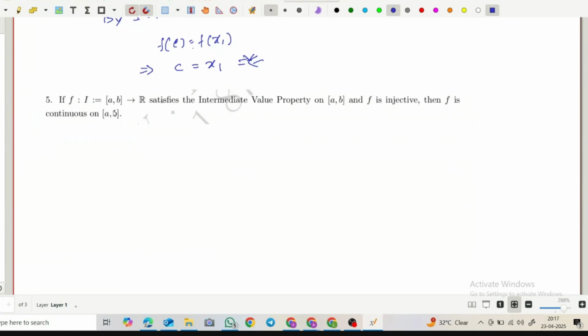Okay, so I again satisfies the intermediate value property. If f satisfies the intermediate value property and is injective, then f is continuous. So they are saying that following IVP and injectivity is enough for us to conclude the fact that f is continuous.